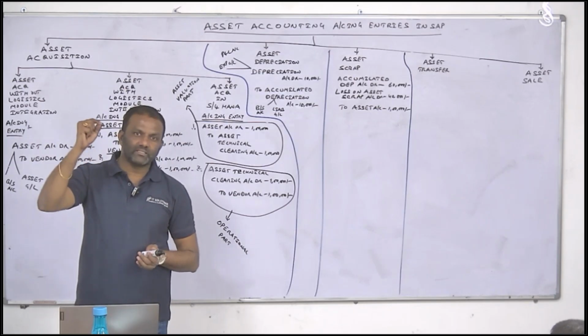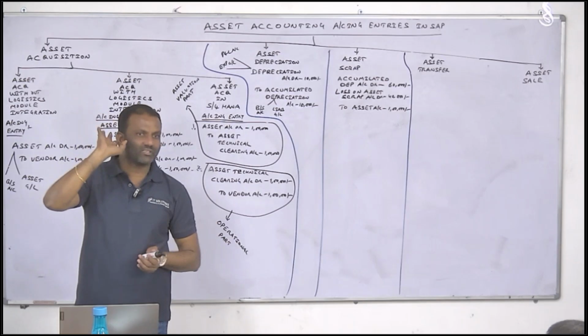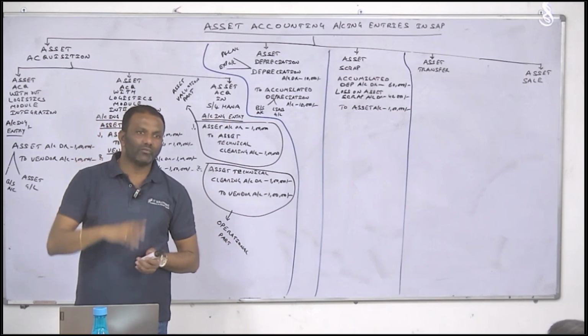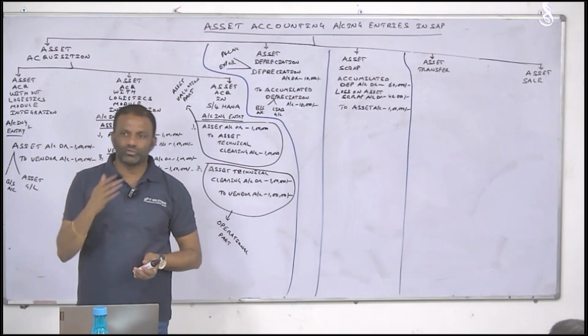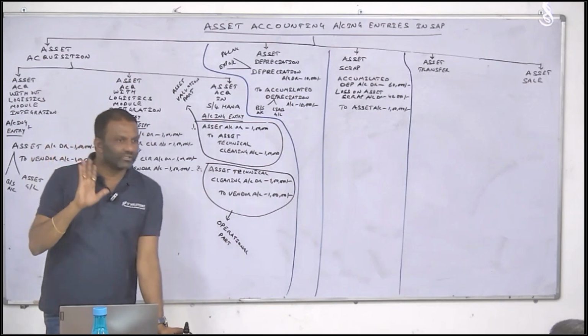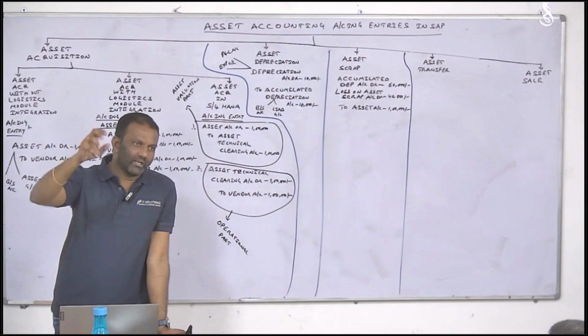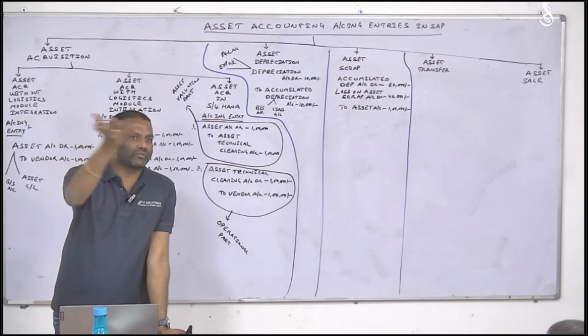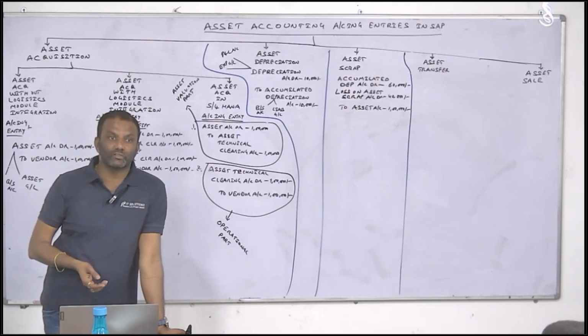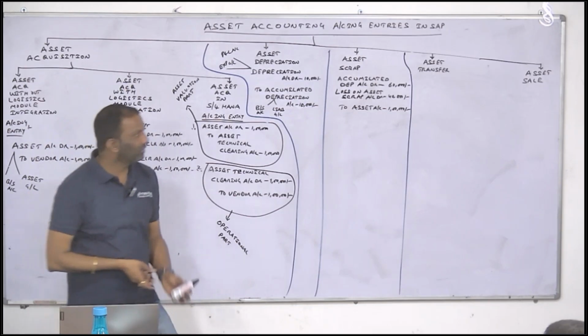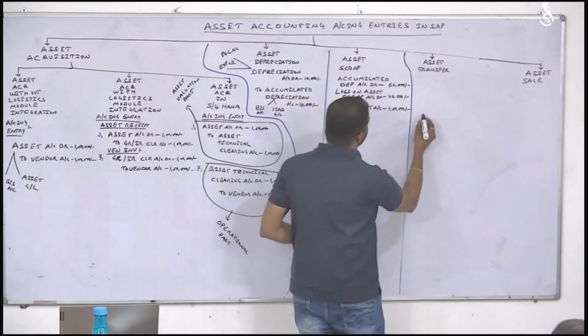Plant A purchased that particular asset 5 years back. Just assume that they have used it for 3 years. Depreciation is some 20,000 yearly. Now after 3 years, they have decided that the asset should be transferred to plant B. Now, what is the accounting entry to be posted?